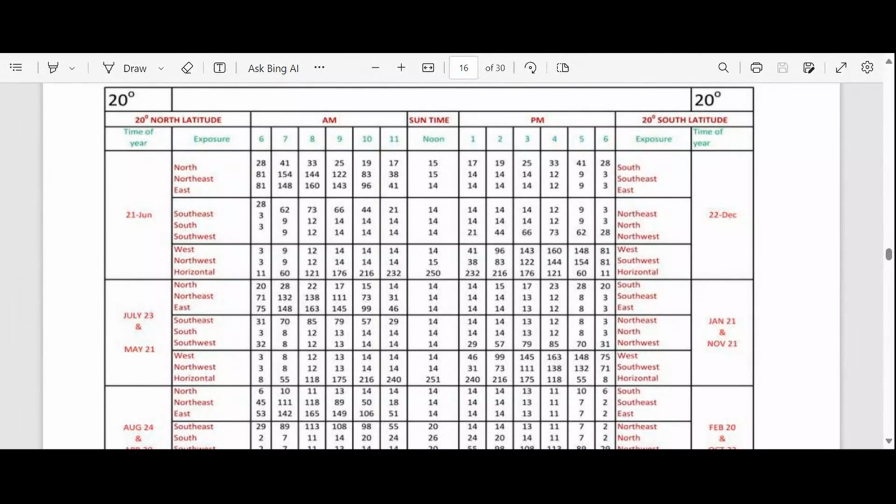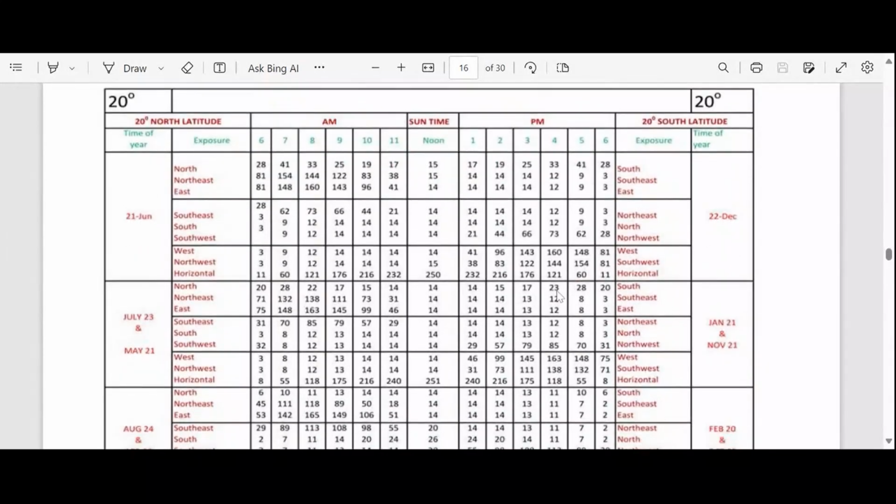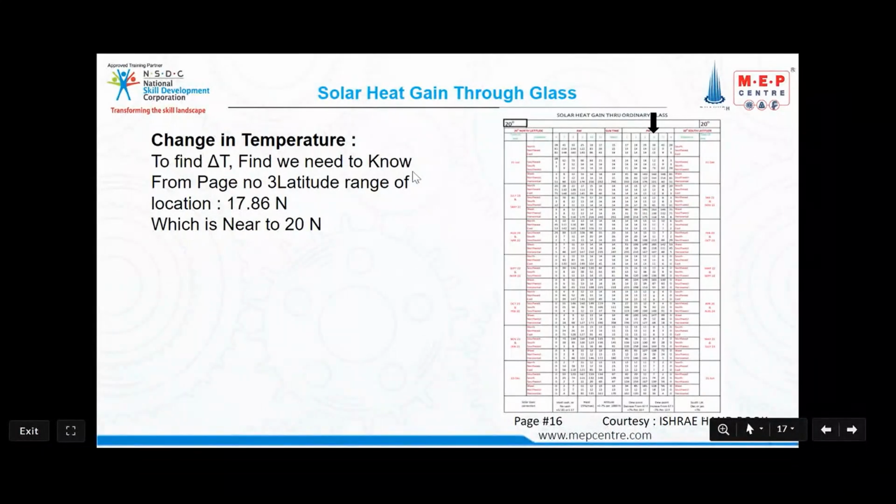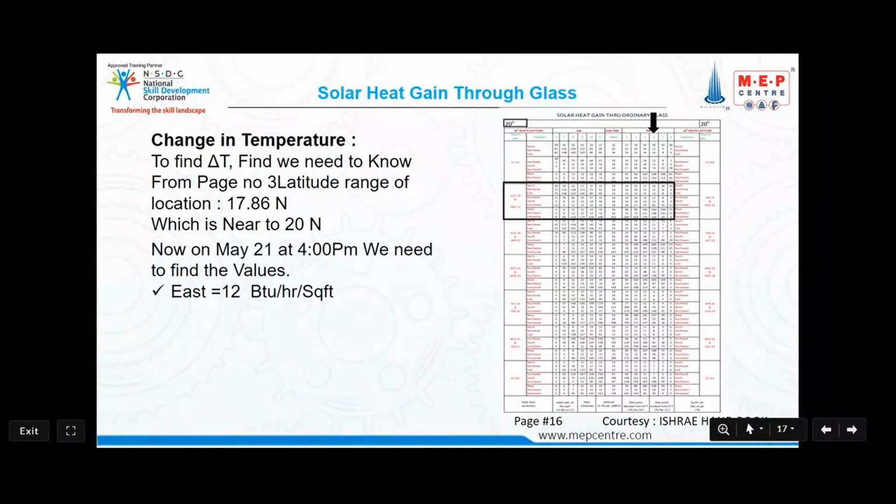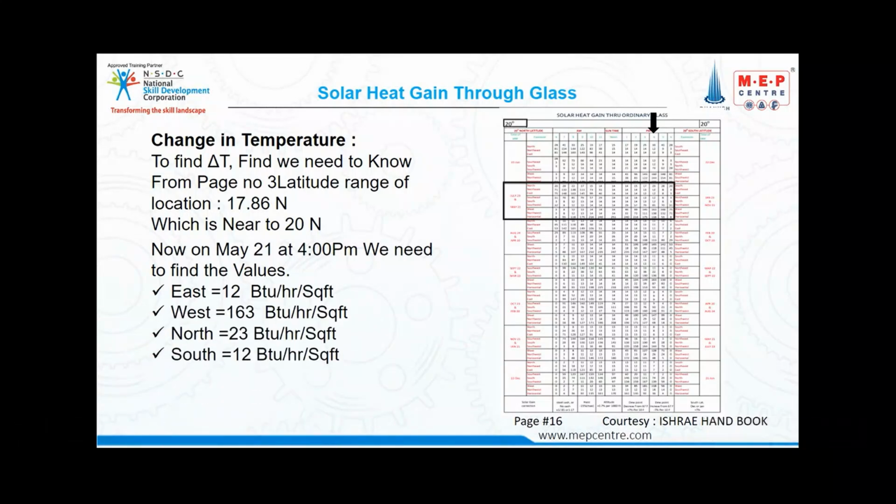The design temperature is 3 p.m. or 4 p.m. You can take either. Design temperature is always between 3 p.m. and 4 p.m. So I am considering it as 4 p.m. East side, it is 12 BTU per hour. West side it is 163 BTU per hour. North side it is 23 BTU per hour, and south side it is 12 BTU per hour.